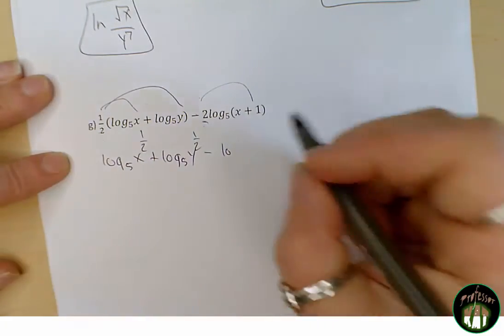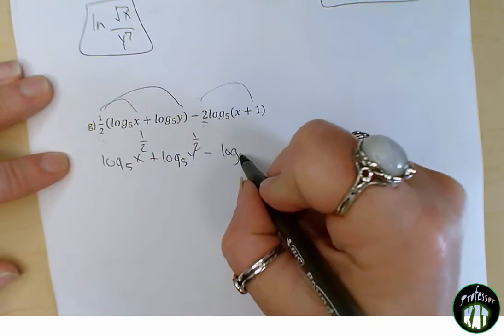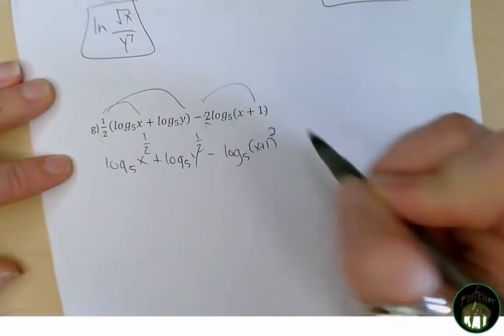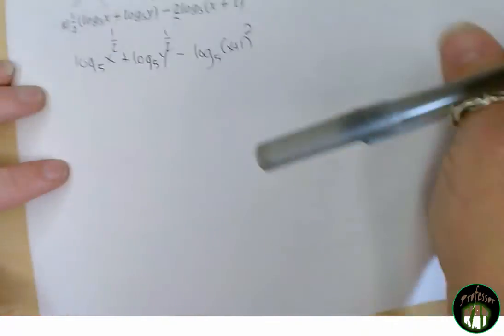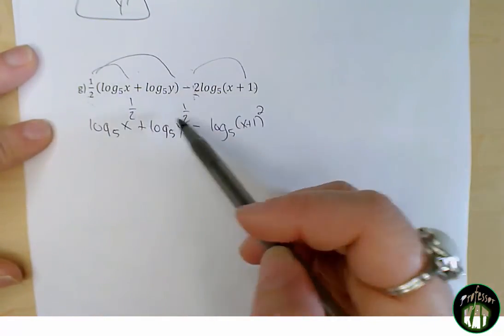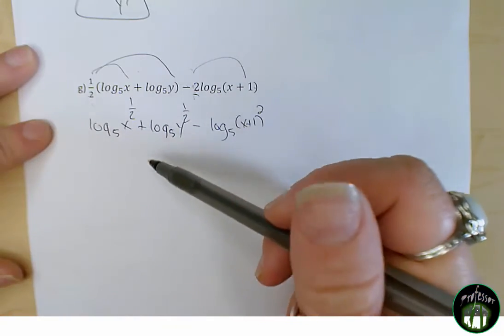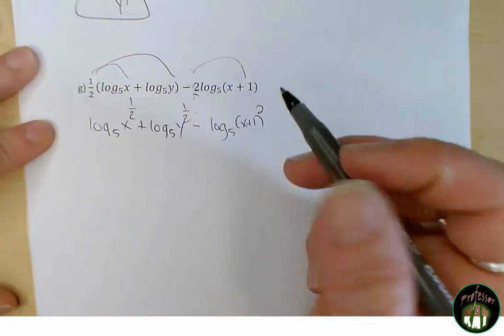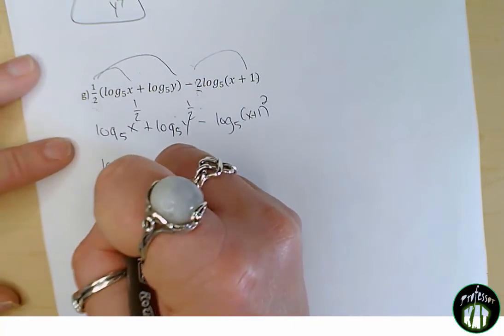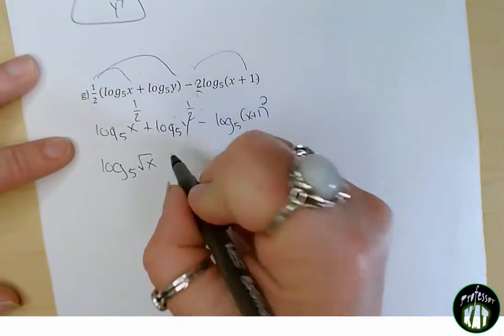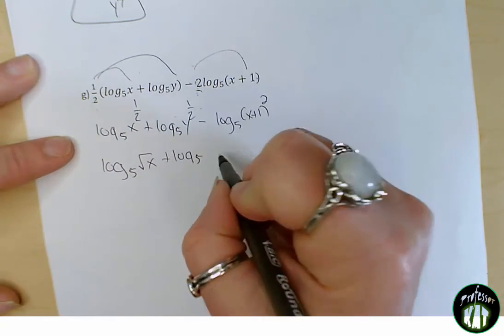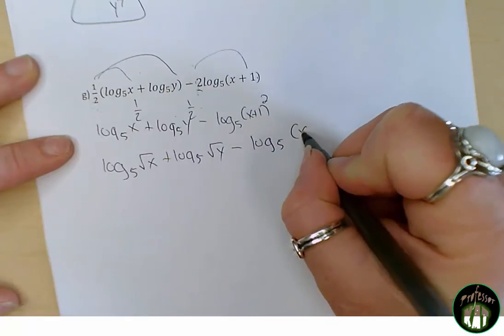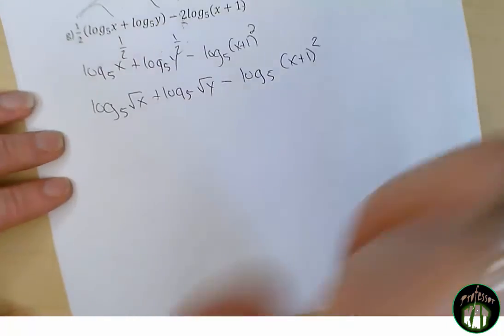Bring down your minus sign, and here notice that we do have a 2 that is going to belong to this x plus 1. So drop down the log base 5 of x plus 1, and this 2 here is going to be an exponent now for that one. Now, do remember, anytime you have 1/2, that is the same thing as the square root. A 1/3 would be a cube root, 1/4 would be a fourth root, and so on. So this is actually log base 5 of the square root of x plus log base 5 of the square root of y minus that log base 5 of x plus 1 squared.